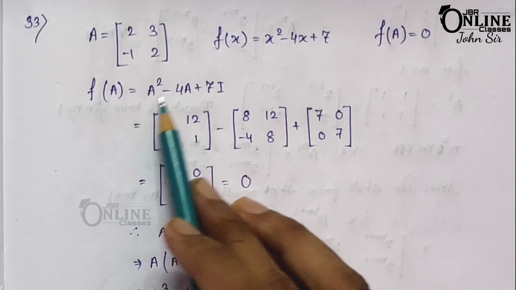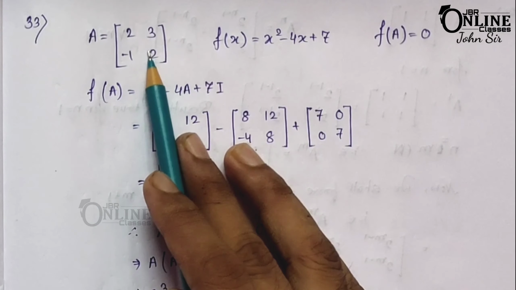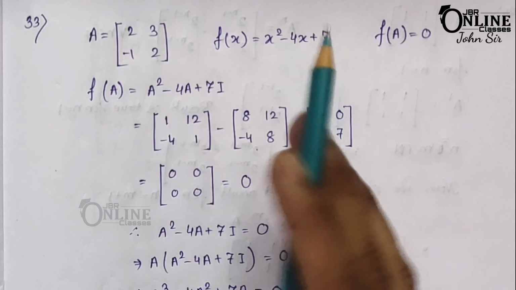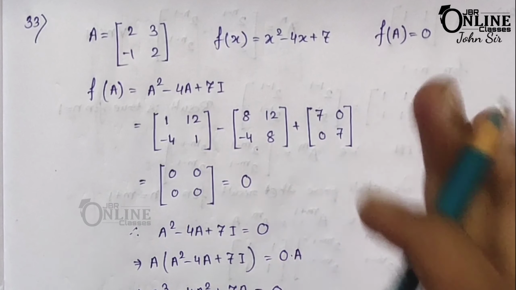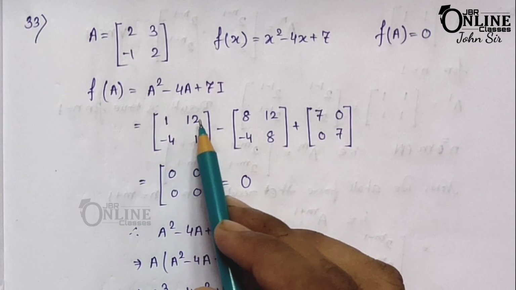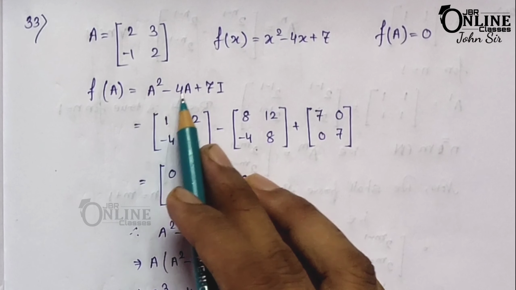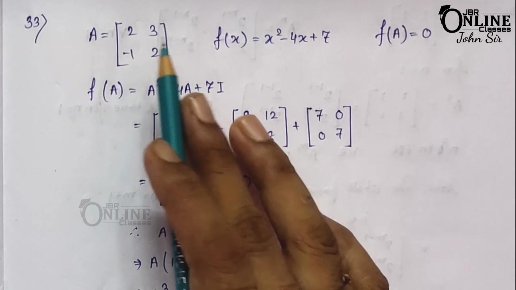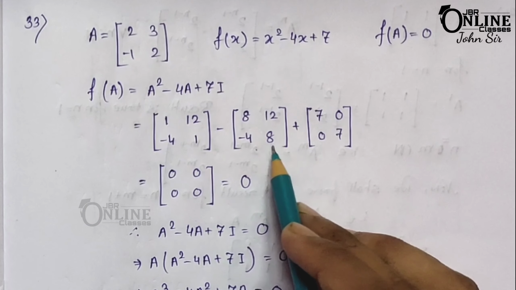So f(A) means A square minus 4A plus 7I. Here A means this one, so you can easily find out A square. I have done such problems many times, you already know how to find A square. So just find out A square. The result will be [1, 12; -4, 1]. Okay. Next 4A. 4A means 4 multiplied with each and every element. So [8, 12; -4, 8].